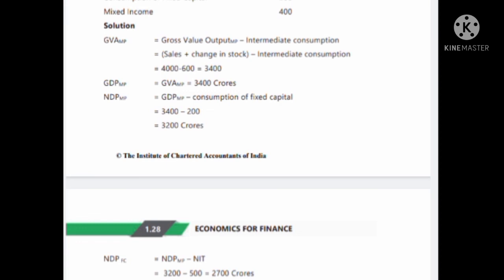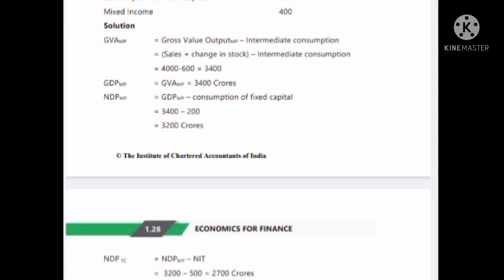Now NDP at market price is equal to GDP at market price minus consumption of fixed capital, which is depreciation. 3,400 minus depreciation of 200 gives you 3,200 crores. Now we have to find NDP at factor cost. To find the factor cost, we have to subtract net indirect tax from the market price. Net indirect tax is 500 and NDP is 3,200, which we have calculated above, which gives you 2,700 crores.